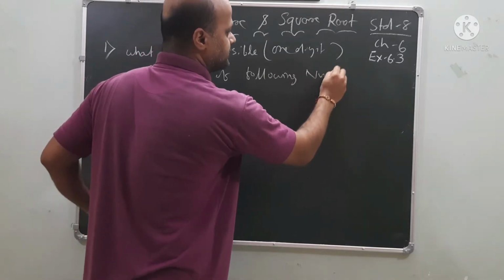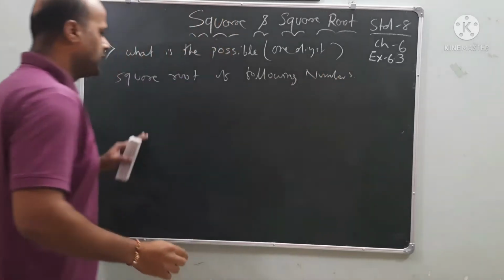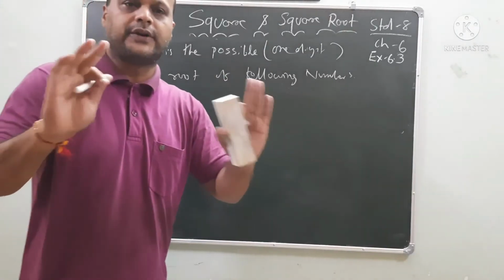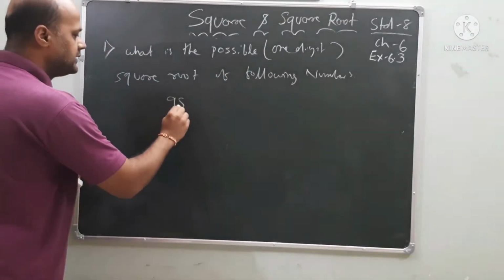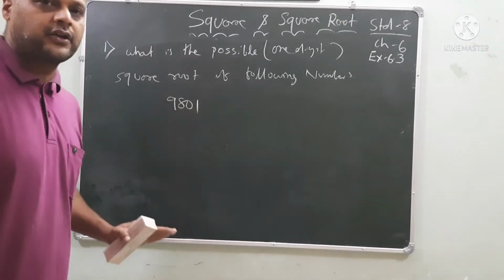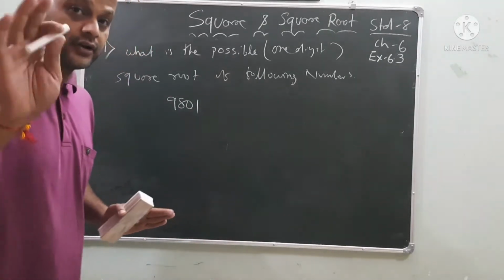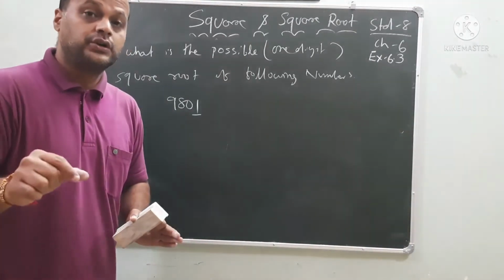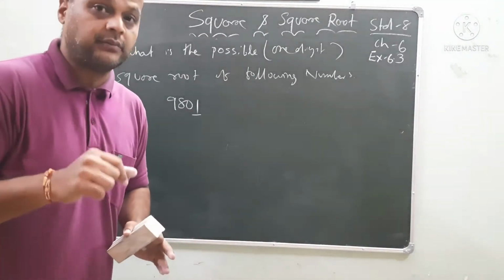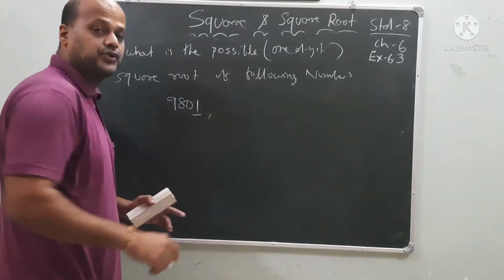Now my dear friends, if any number is a perfect square number, suppose let it be 9801, is it a perfect square or not? First check it. According to our rule, in the unit place 1 is there, so it can be a perfect square of a number. Okay. Now the next one, which one will it be?